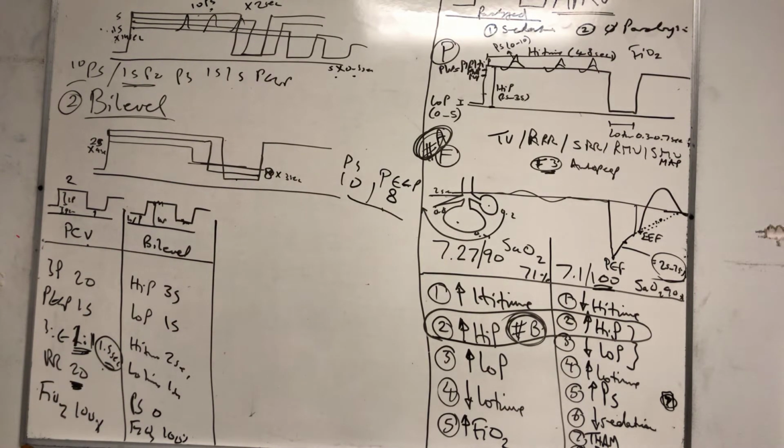What is the first thing the patient does when he wakes up? Before he even opens his eyes, he breathes faster. So when he breathes faster, he breathes more than 20. You have less than 3 seconds per breath, but the I time is stable at 1.5 seconds.